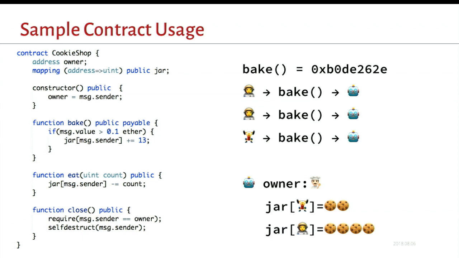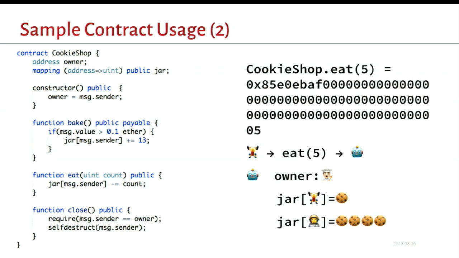Here's a few examples of what some transactions look like. Anyone can call bake. So here we have 2 calls of an astronaut calling bake and 1 weightlifter calling bake. And at the bottom, there's a representation of what that looks like. So the astronaut has a few cookies, and so does the weightlifter.